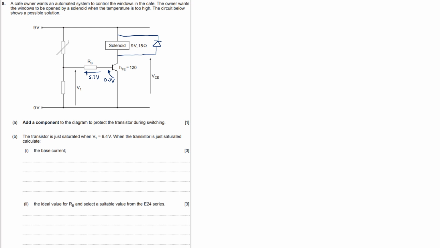We have to work out the base current from finding the collector current and then dividing it by 120. So we can work out the collector current dead easy. I'm going to work out collector current, IC, by doing 9 volts divided by 15. It's Ohm's law, isn't it? I equals V over R, so 9 divided by 15, 0.6 amps. I'll write it in milliamps.